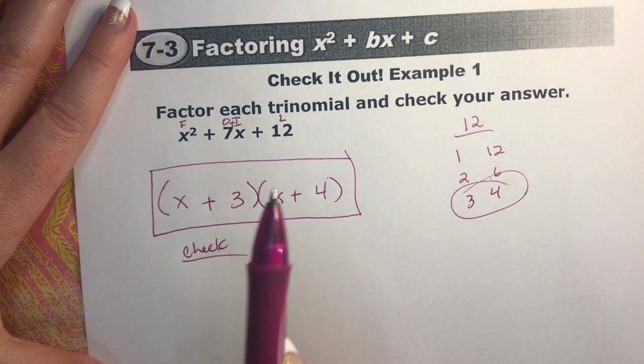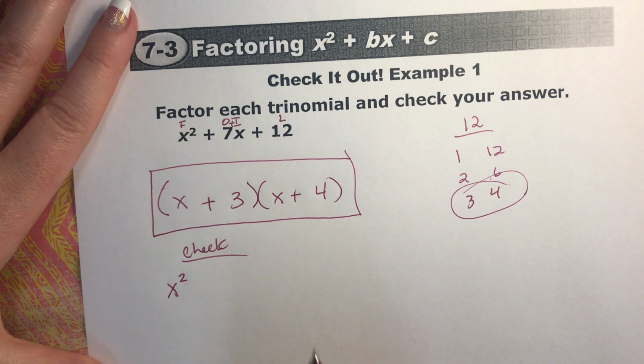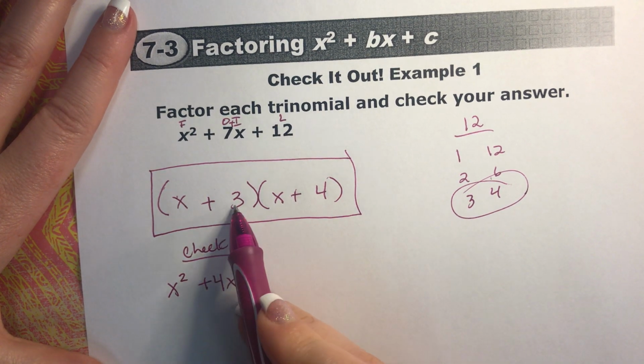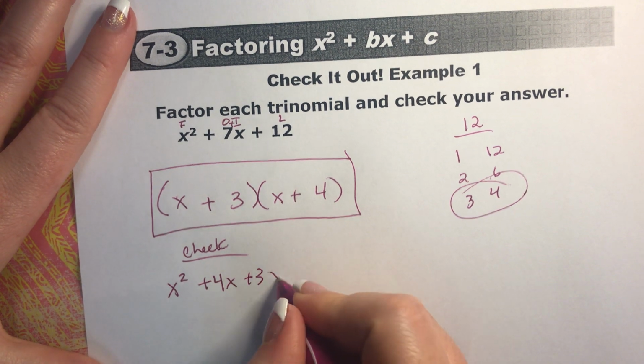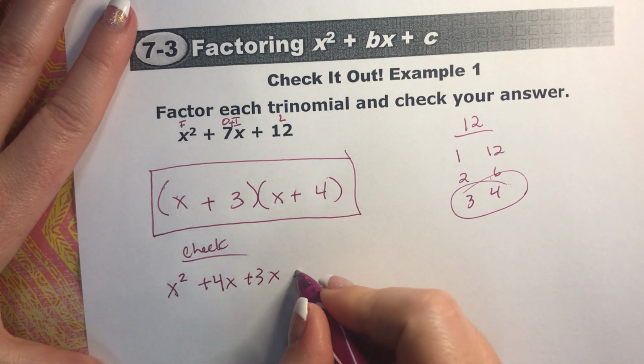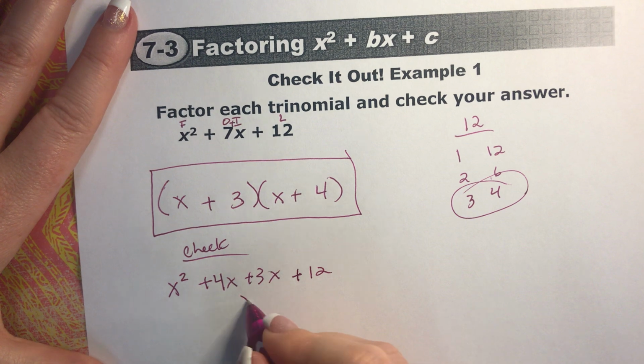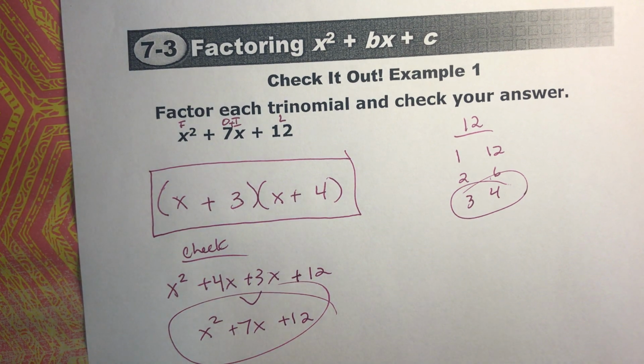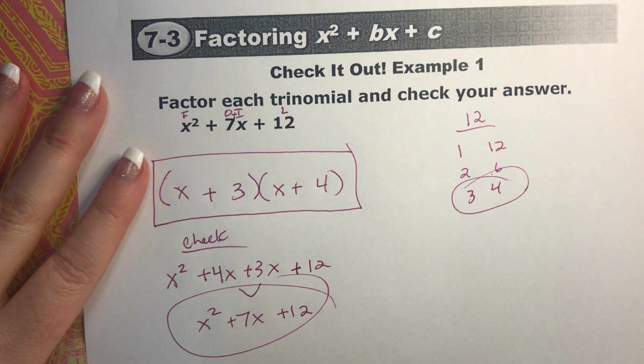So we have our x times x, which is our x squared. That was our first. Then our outside, x times 4, which is 4x. Then our inside, 3 times x, which is 3x. And then our last, 3 times 4, which is 12. And that combines to 7x. And it's the same thing. So if you got that right, you did a wonderful job, and I'll see you in a little bit for example 2.